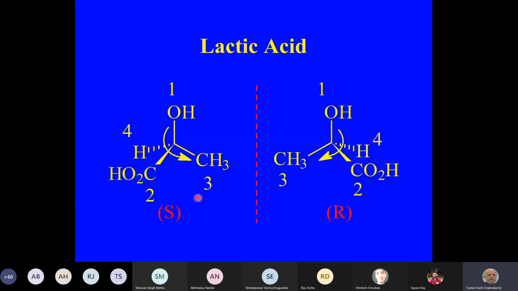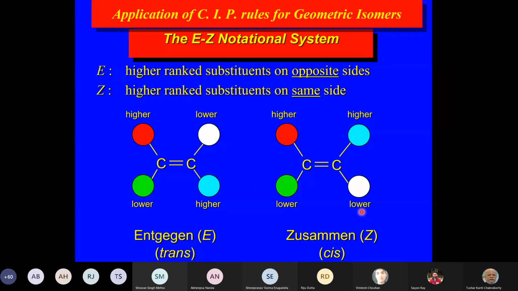So I have drawn the structure in such a way that hydrogen is away from me, and you are looking from this side of the molecule. In order to go from 1 to 2 to 3, you are going anti-clockwise. So we call it S. And its mirror image, of course, when you go from 1 to 2 to 3, you go in a clockwise fashion, R. So these are the two stereochemistries that you can get from lactic acid.